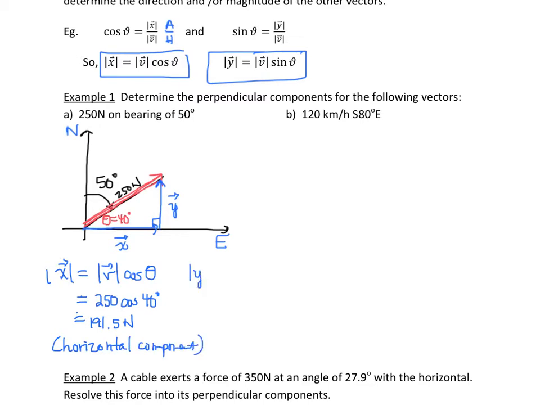And to find the vertical component, you'll take the magnitude of your vector and multiply it by sine theta. So 250 times sine of 40 degrees tells us the vertical component in our vector is 160.7 newtons.